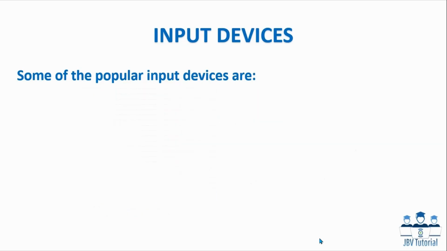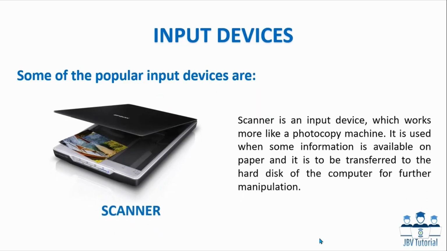6. Scanner. Scanner is an input device, which works more like a photocopy machine. It is used when some information is available on paper, and it is to be transferred to the hard disk of the computer for further manipulation. Scanner captures images from the source which are then converted into a digital form that can be stored on the disk. These images can be edited before they are printed.